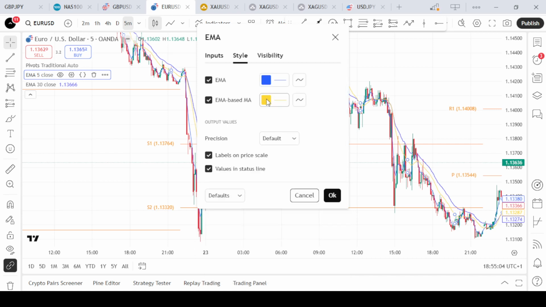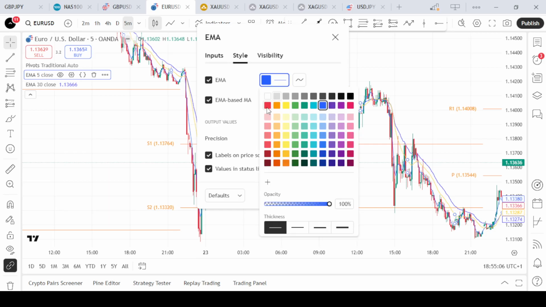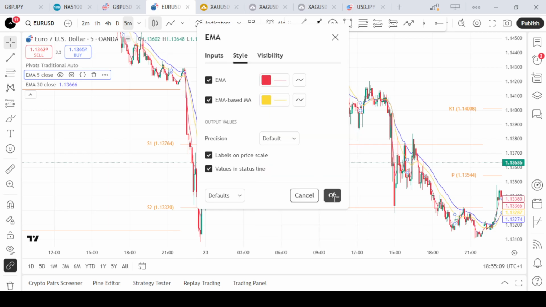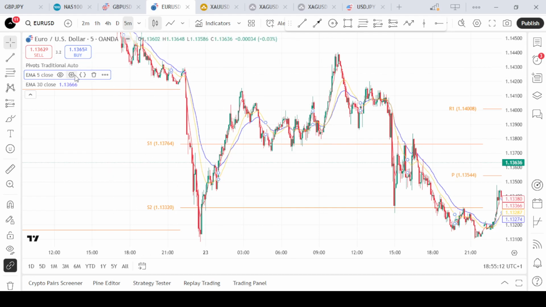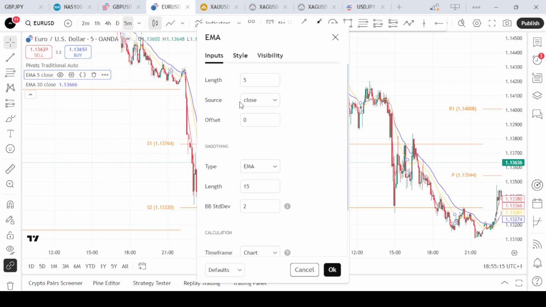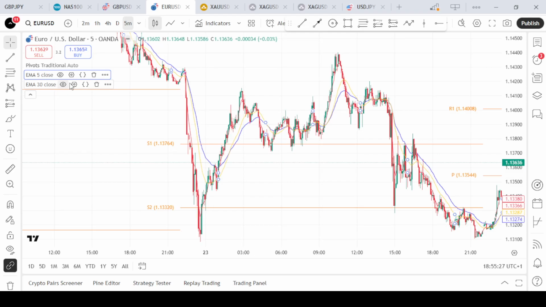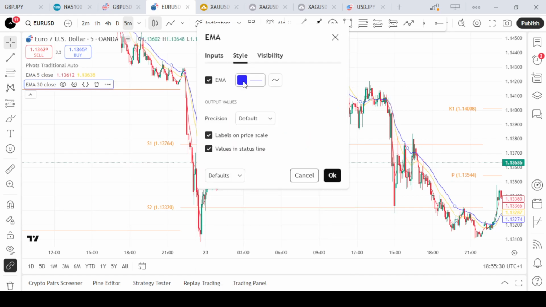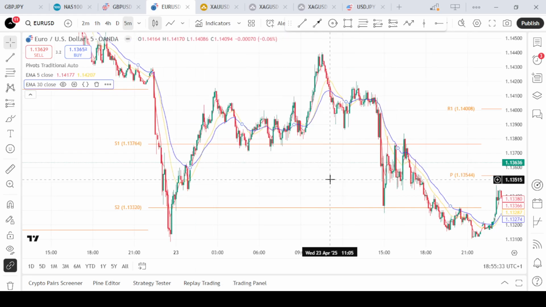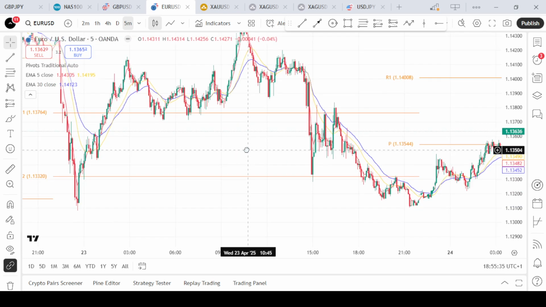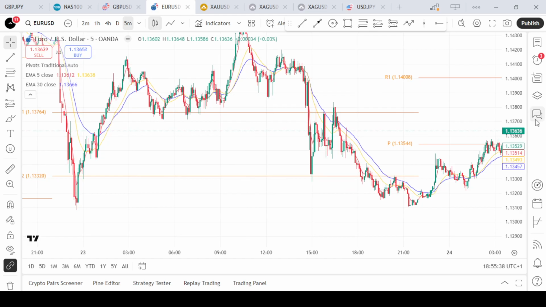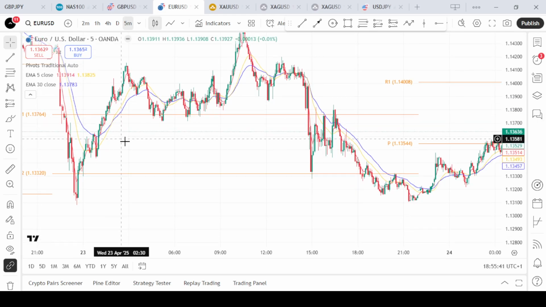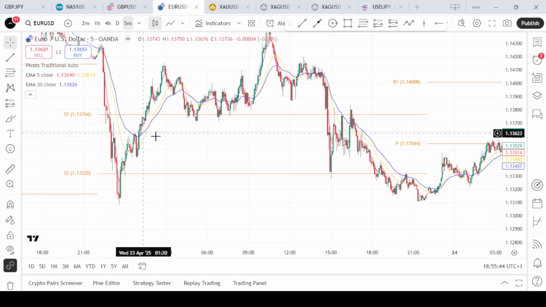Just to tweak the color a bit, I'll change this to red. The 5 exponential average would have a red color, while the 15 exponential average will have a yellow color, and the 30 exponential average would have a blue color. So this is basically how we are going to set this on our chart. Now these moving averages will help us confirm the underlying trend direction and strengthen your pivot point signal.